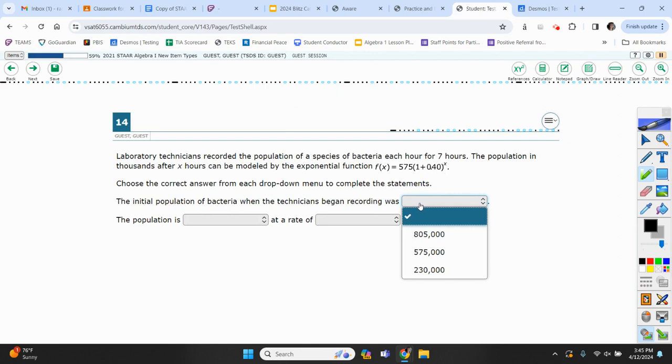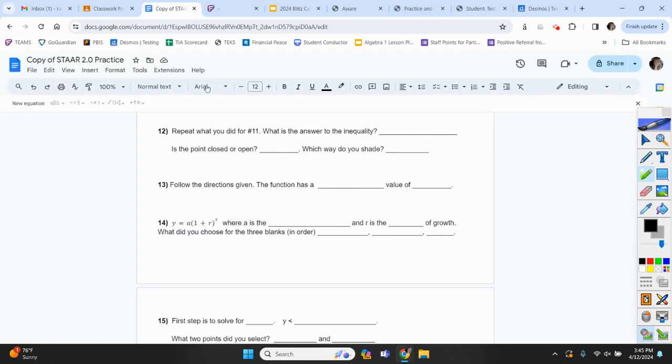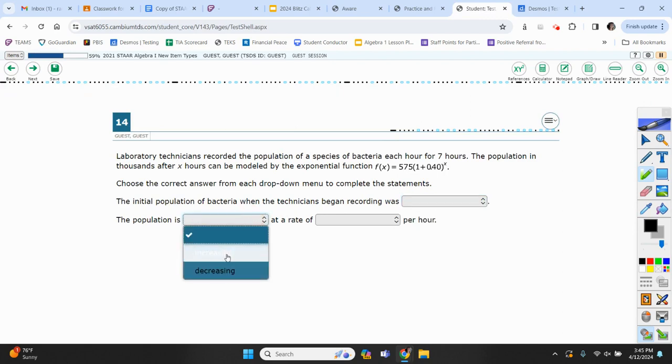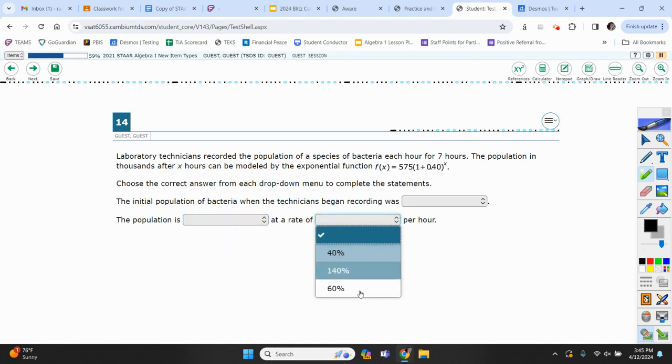So the initial population is, so use what I just told you, where A is the initial amount, and R is the rate of growth, the percent that it's growing. And the population is increasing or decreasing. Remember, if it's plus a number, 1 plus something, or if this number is bigger than 1, then it's increasing. And then the rate is your R value as a percent, because you always have to change it to a decimal.